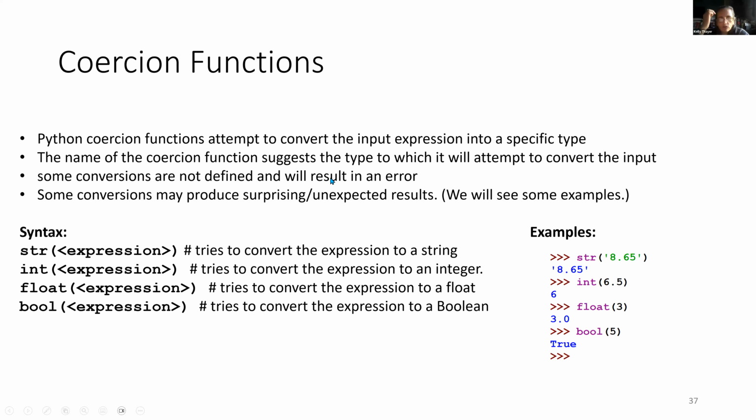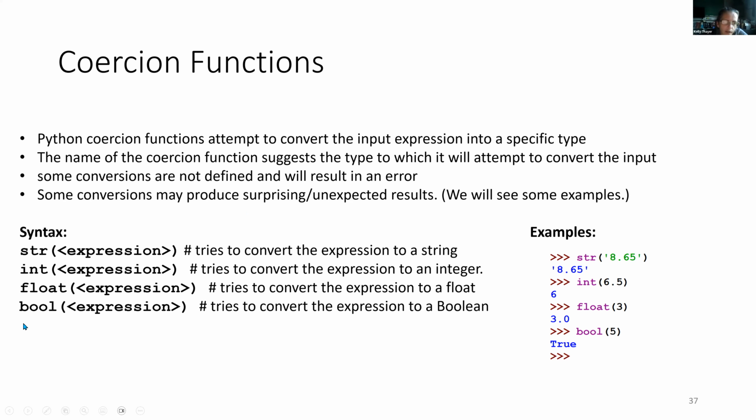The name of the coercion function suggests the type to which it will attempt to convert the input. Some conversions are not defined and will result in an error. So for example, what happens if you try to coerce cat into a float? C-A-T. Well, that doesn't really make sense. What if you try to convert a float into a string? Well, that might make sense because we've seen that strings could contain numbers. So that could be a possible one. But there are going to be some nuances about this. Some conversions may produce surprising or unexpected results as well. We'll see some examples coming up.